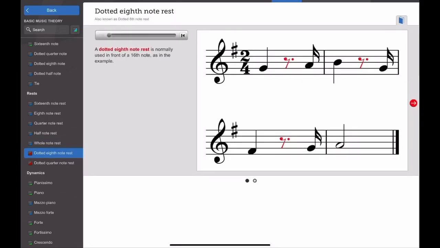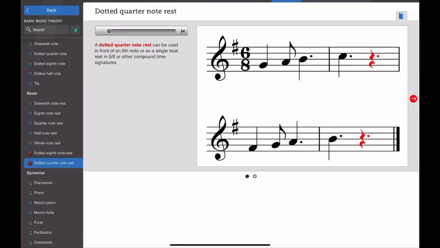Dotted 8th note rest. Yes, rests can also get dots, and they follow the same rules as the notes that get dotted. Half of an 8th note is a 16th note. So you take the 16th note and you add it to the half. So you get 3 16th notes, and the 4th 16th note completes the beat. Dotted quarter note rest follows the same rules. You have 1 beat and divided by half, that's an 8th note. So you add the 8th note to the 1 beat and you get a beat and a half.